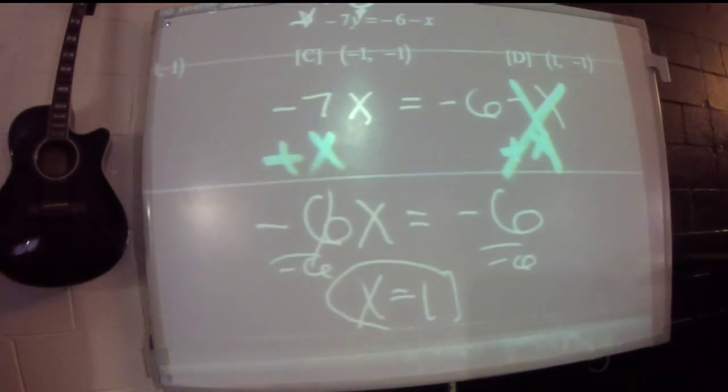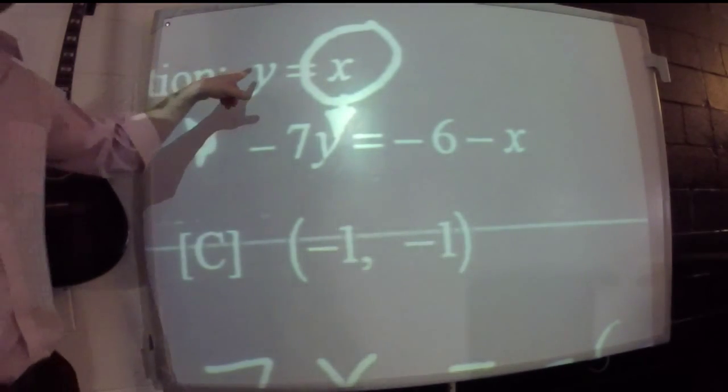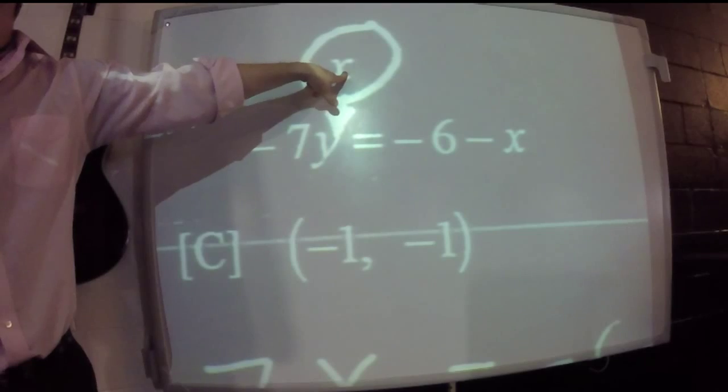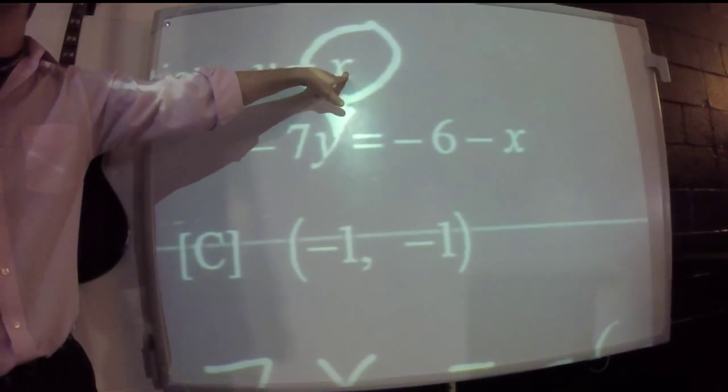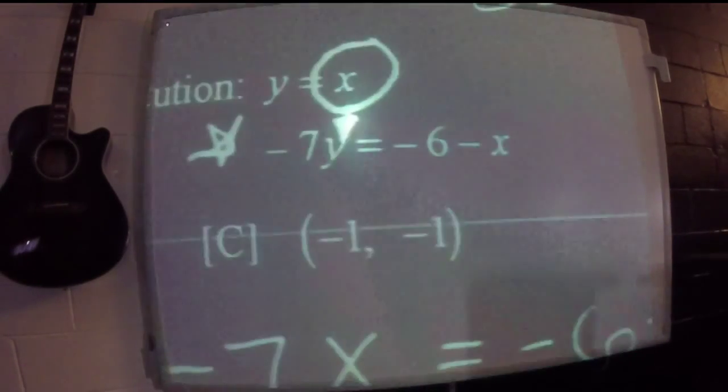Okay, if x equals positive 1, what do you think y is going to be? Y equals x, the same exact thing. x is positive 1, then what's y? Also positive 1. So your answer is 1, 1.